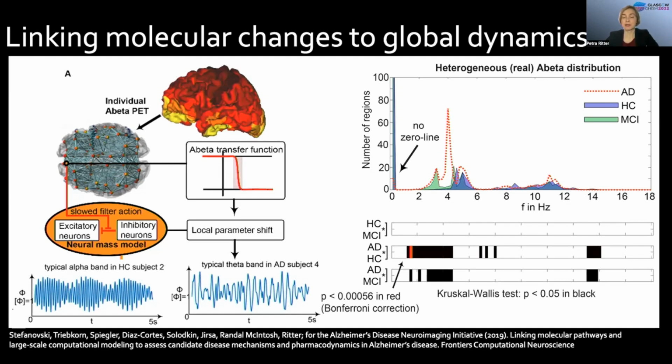On the right side, we see a slowing of the simulated EEG. This is what we can observe in experimental data of Alzheimer's disease patients.